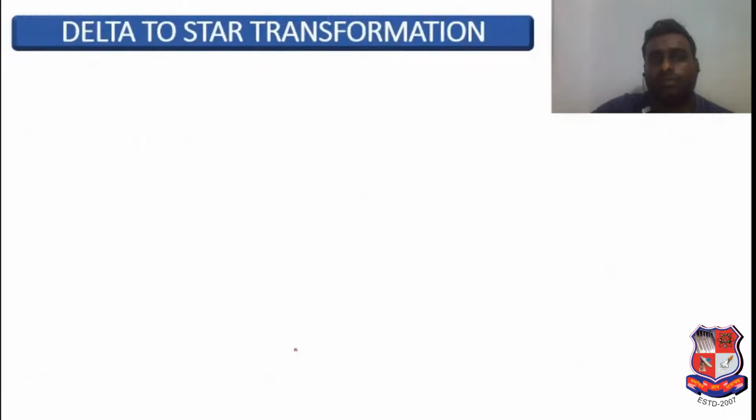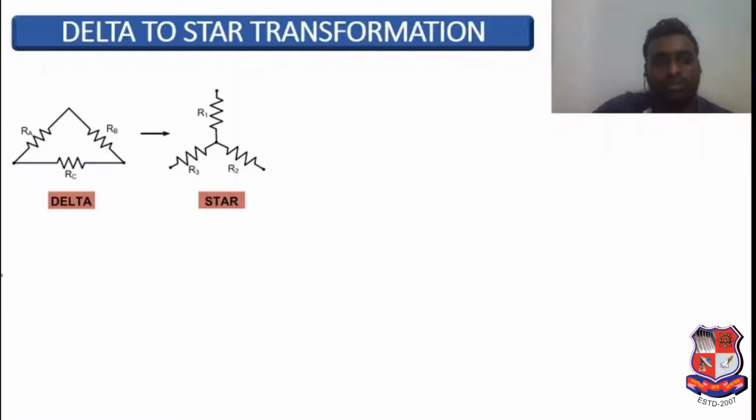Now we will see how this delta to star transformation occurs. So we know this is the delta connection and this is the star connection. Let us name the resistances of the delta connection RA, RB and RC. These are the three delta connected resistances. This we need to transform to a star connected R1, R2 and R3.